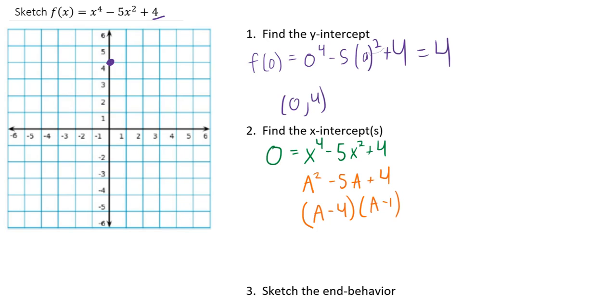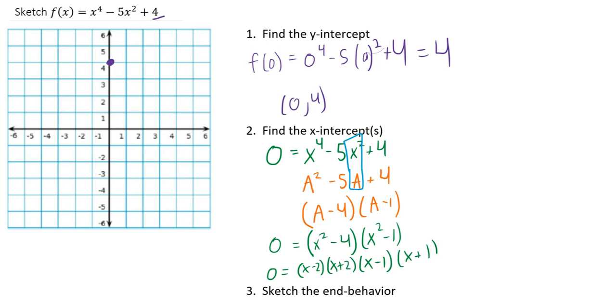So that means the quartic must turn into, well, if a is the same as x squared, then it must turn into x squared minus 4, x squared minus 1, which actually factors even further. Difference of squares tells me this would be x minus 2, x plus 2, x minus 1, x plus 1. So my zeros are 2, negative 2, 1, negative 1. My x-intercepts are 2, negative 2, 1, and negative 1.